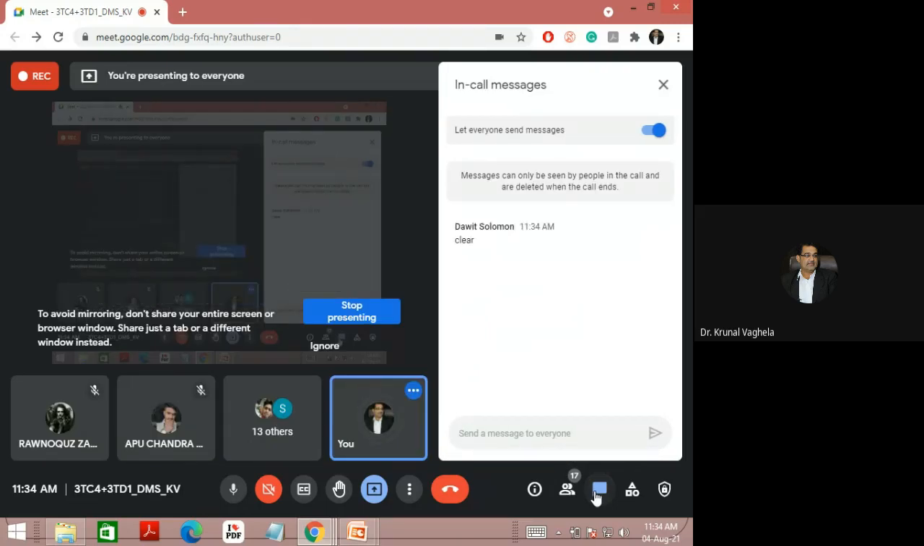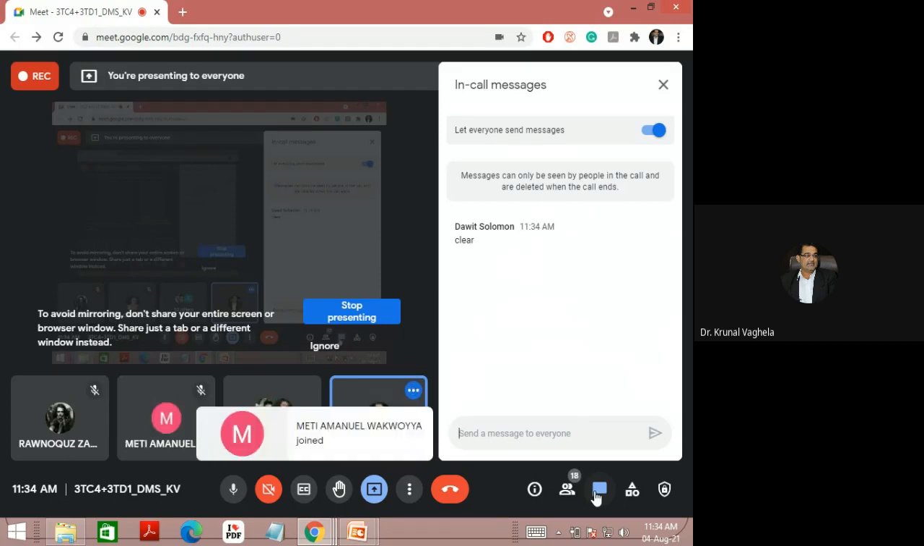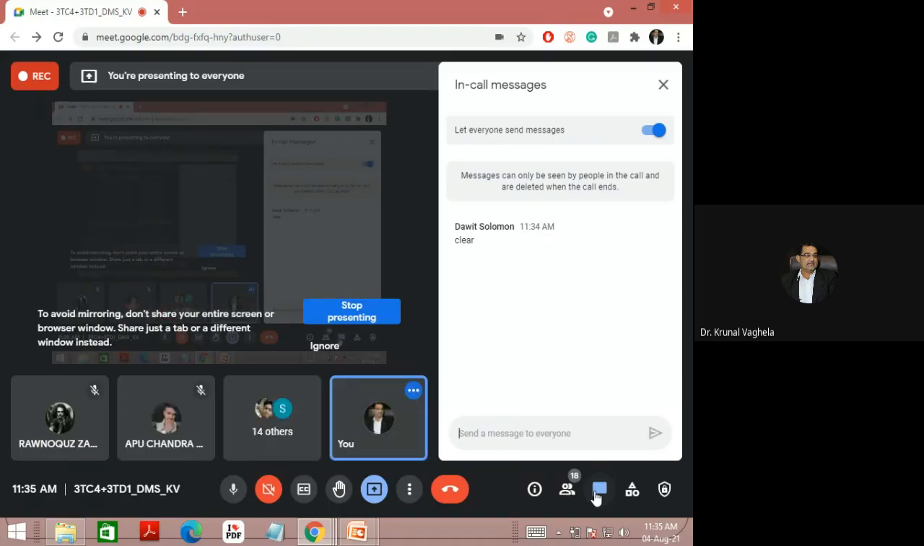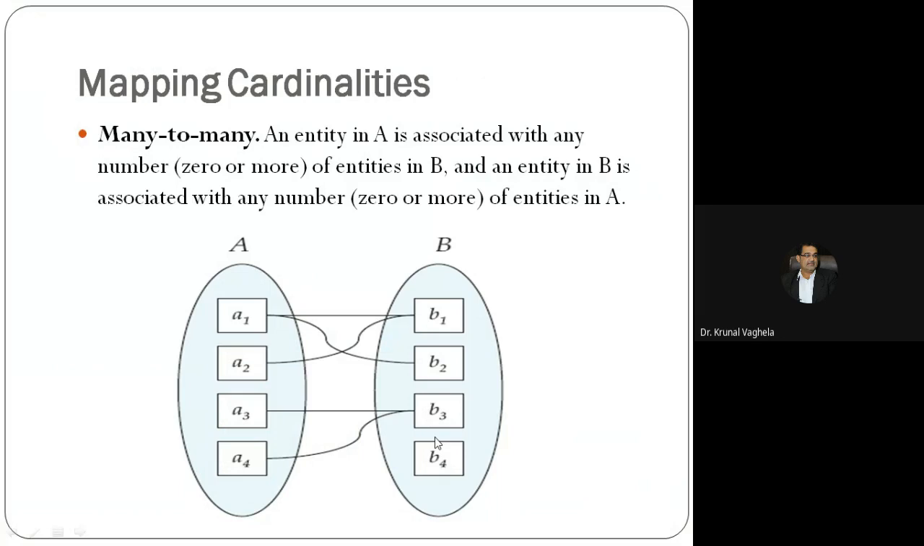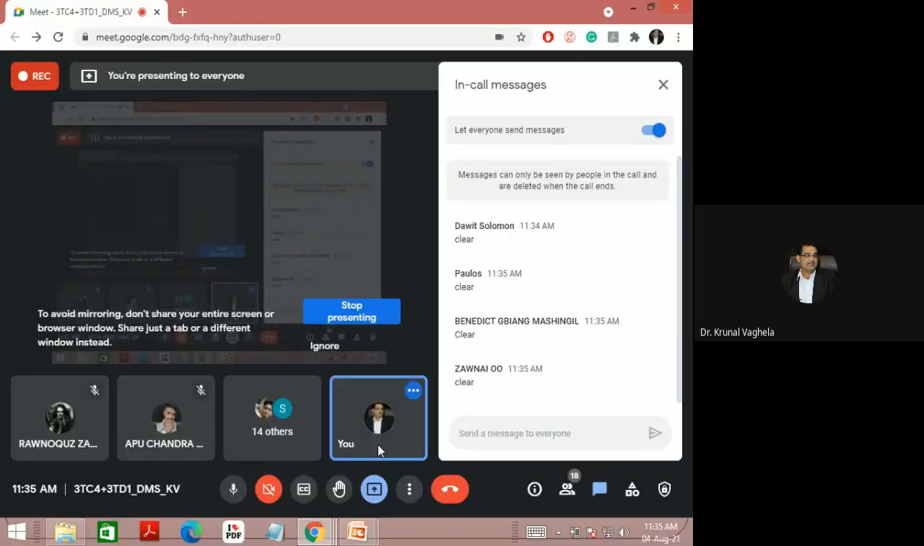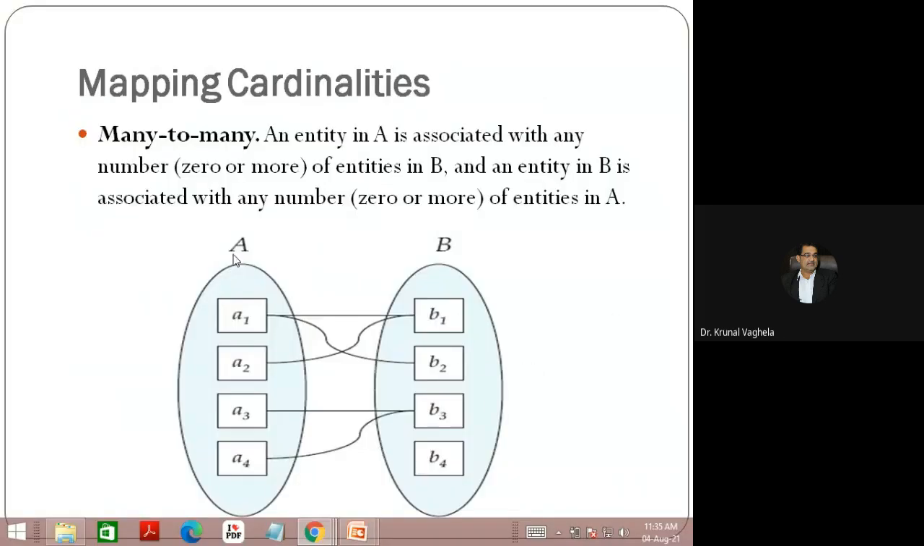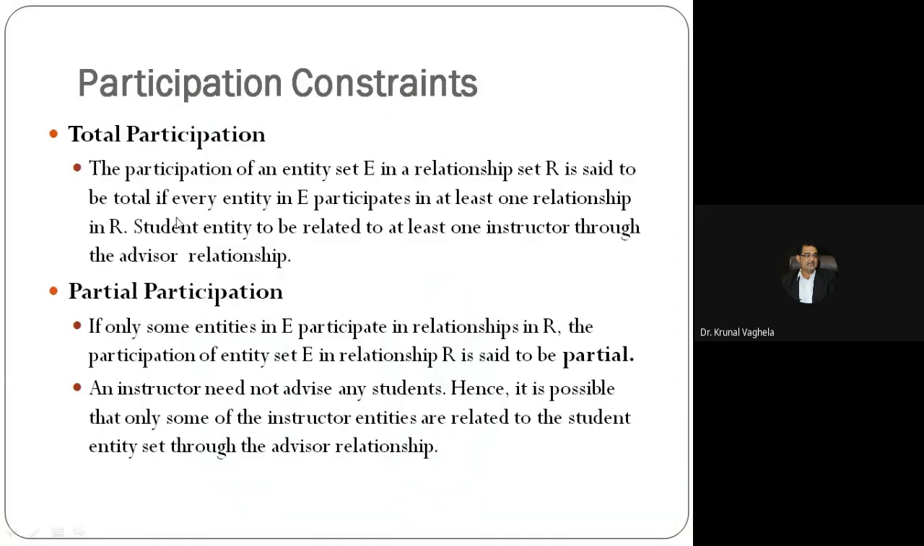Clear. Clear to one student. What about the rest? At least tell me two, three, four students so I can know. Okay. No one wants to say anything. Someone told. Clear. Okay. Yes.